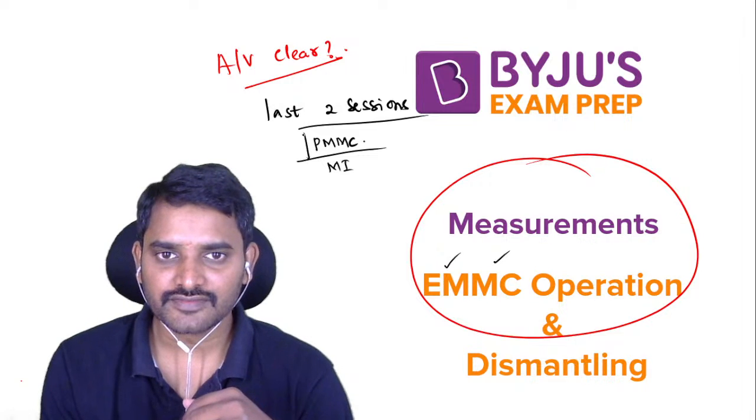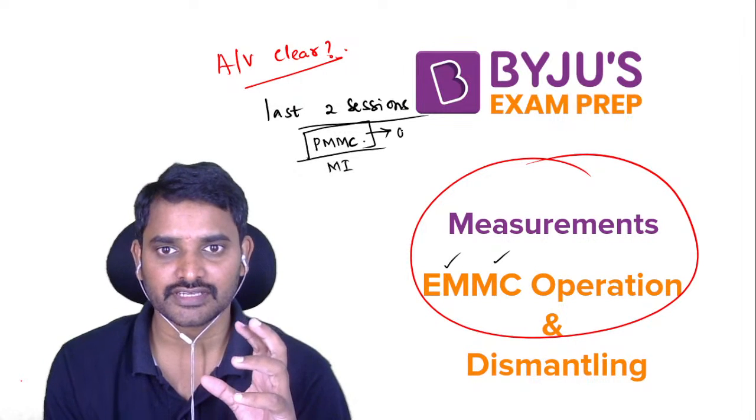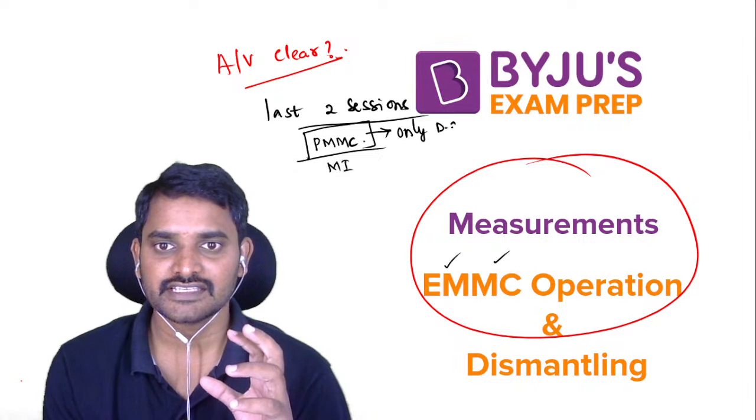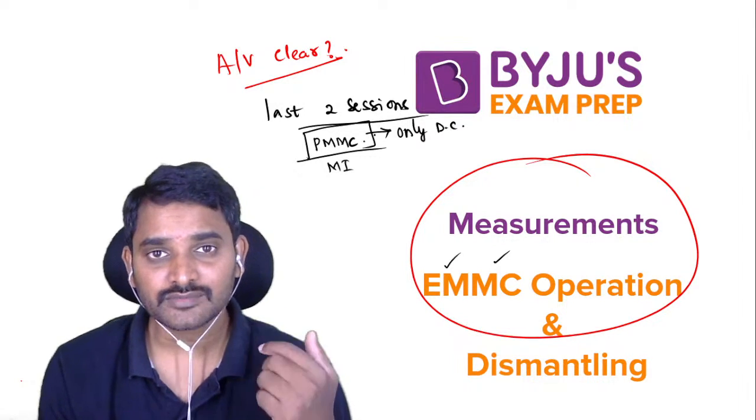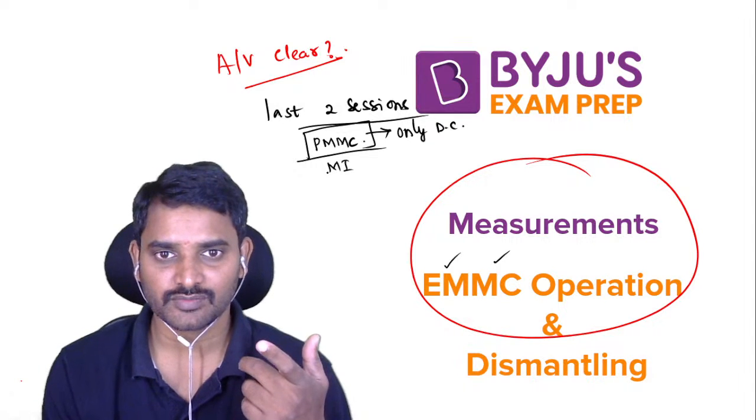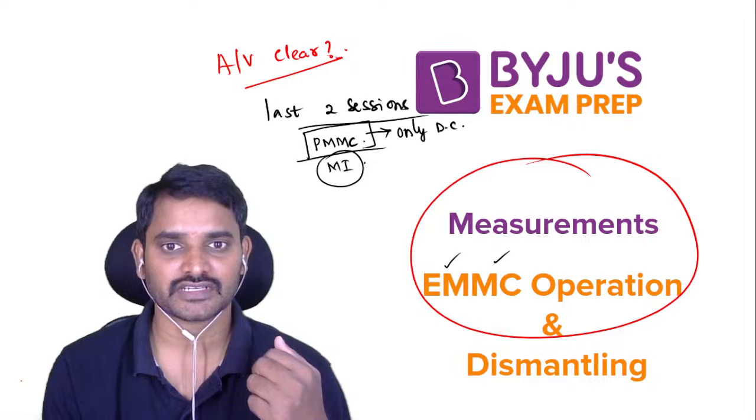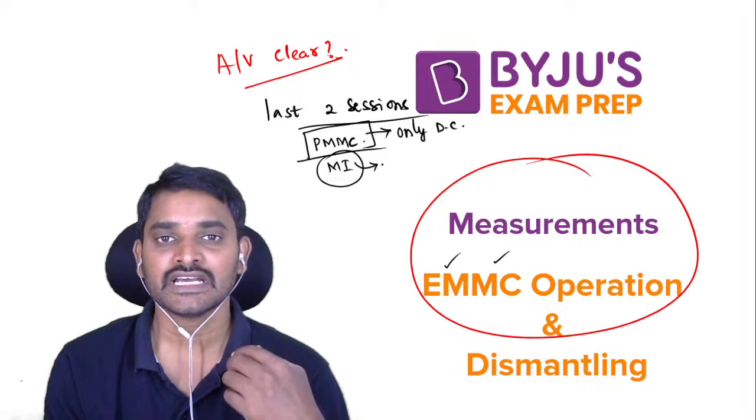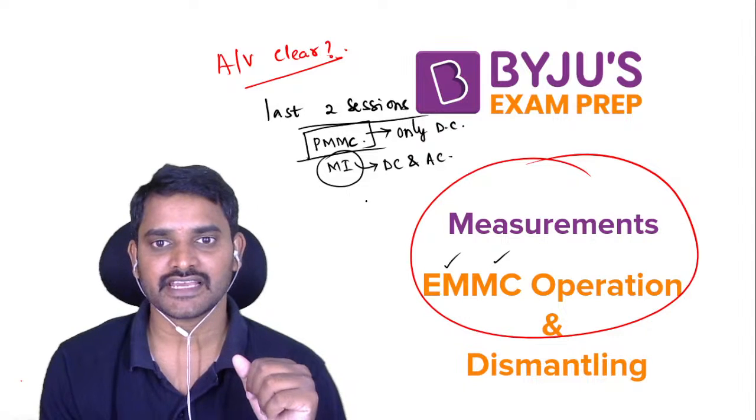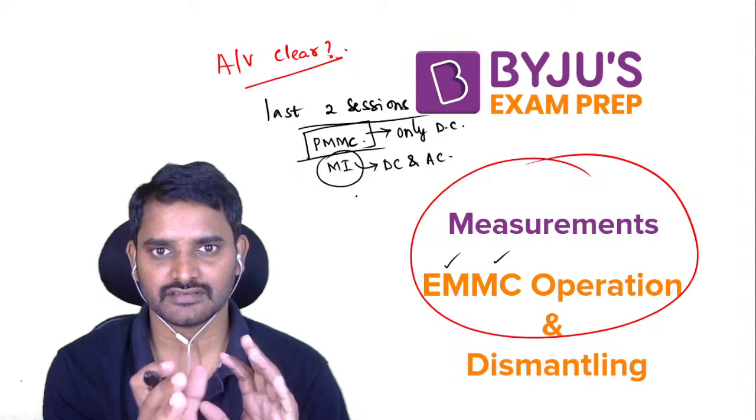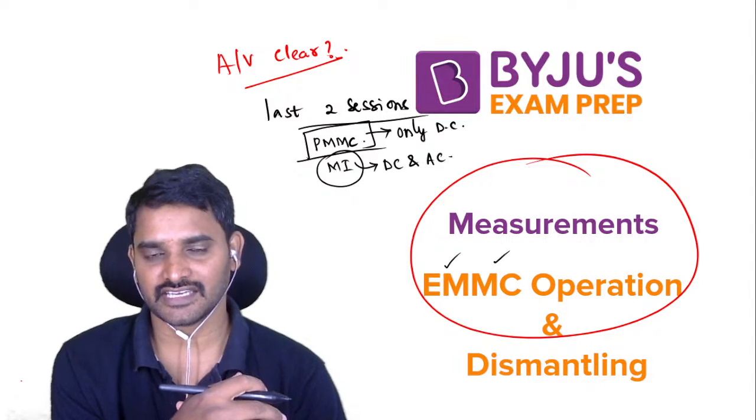So the drawback of PMMC instrument is what? It reads only DC quantity, or average quantities, I can say. Now to overcome this drawback, what we designed is the moving iron instrument, and the moving iron instrument is going to read DC as well as AC. So the drawback of PMMC instrument is overcome by designing the EMI instrument.